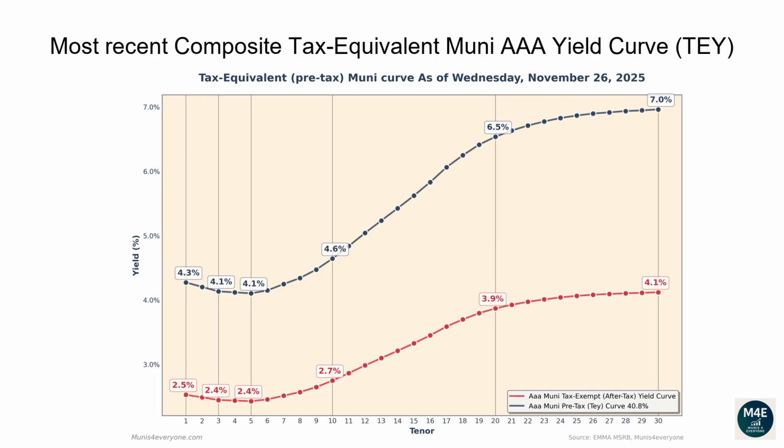The one-year tax-exempt yield is 2.53%, corresponding to a 4.27% tax-equivalent yield for investors in the top tax bracket. The two-year tax-equivalent yield is 4.2%. The 5-year tax-equivalent yield is 4.11%. The 10-year tax-equivalent yield is 4.64%. The 20-year tax-equivalent yield is 6.54%. The 30-year tax-equivalent yield is 6.96%.